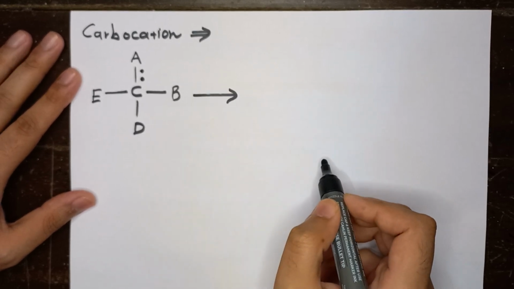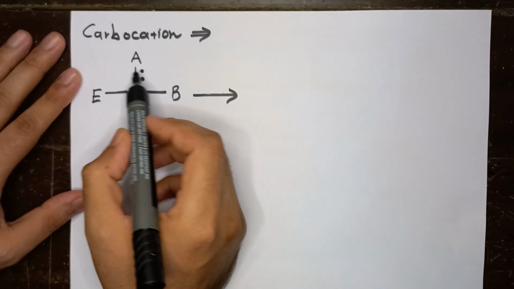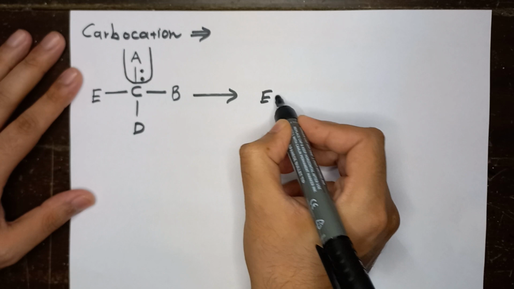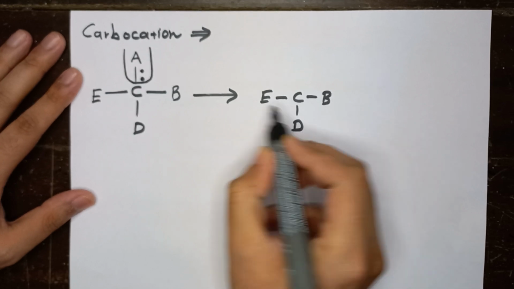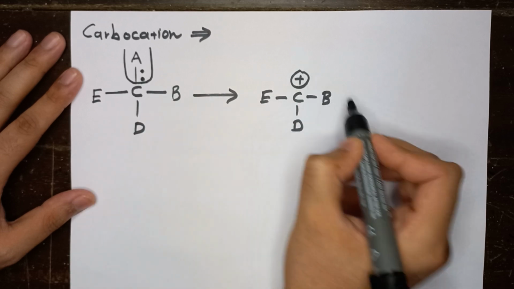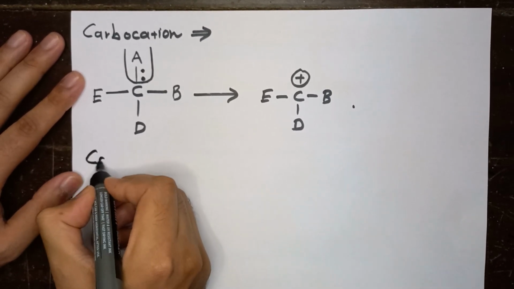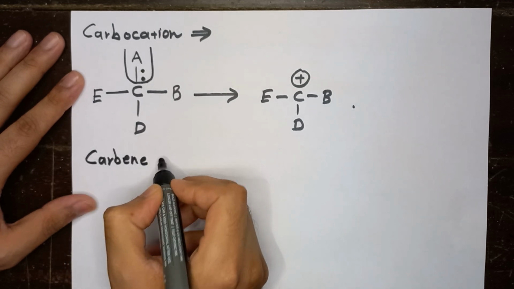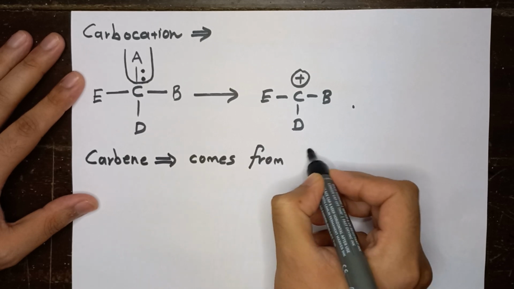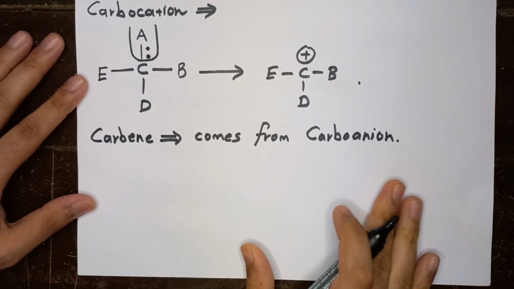To generate carbocation, the atom A is going to go by taking both of the electrons, and this is how you generate carbocation. If one of the atoms goes away taking both of the electrons of the bond, it will generate carbocation. Now, what is carbene? Carbene comes from carbanion. So what is a carbanion?